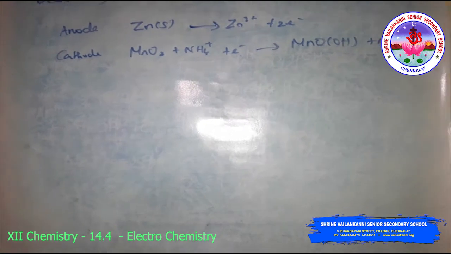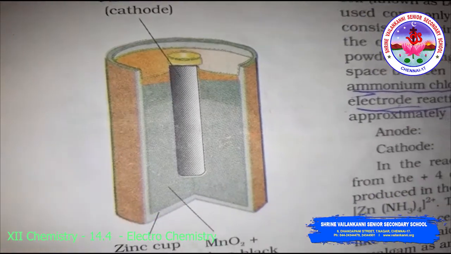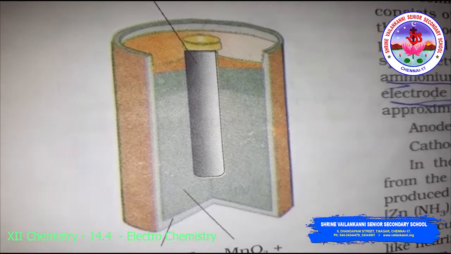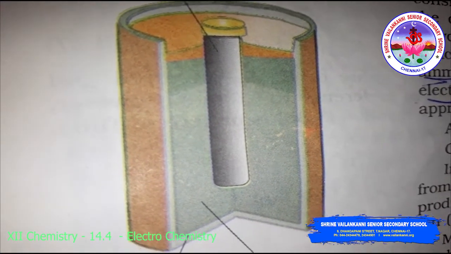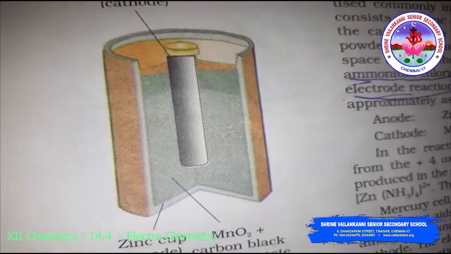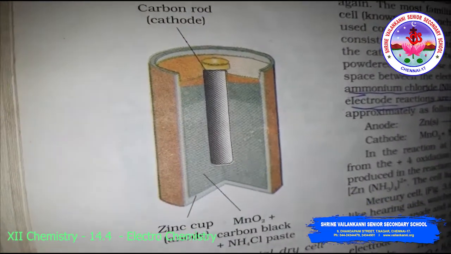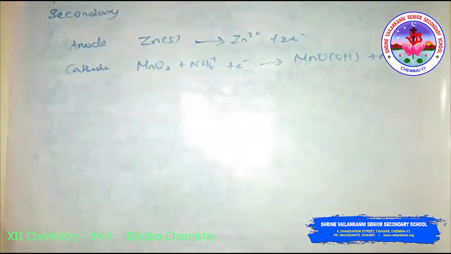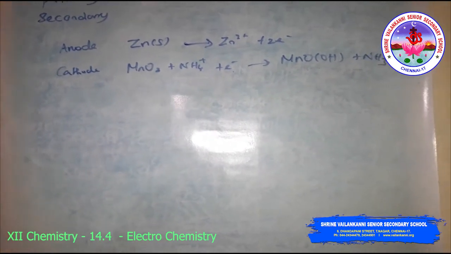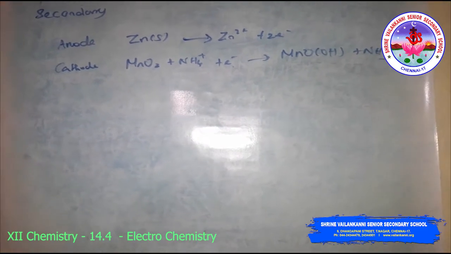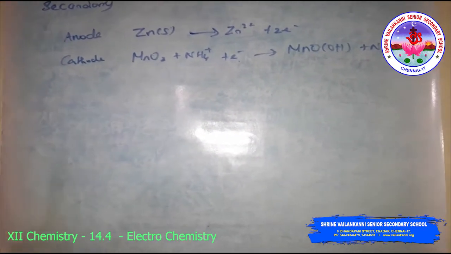Here the space between the electrodes is filled by a moist paste of ammonium chloride and zinc chloride. The electrode reactions are complex, but usually they are written like this. In the reaction at the cathode, manganese is reduced from the +4 oxidation state to the +3 state. The ammonia produced in the reaction forms a complex with the Zn2+ ion to give [Zn(NH3)4]2+. So this is the complex. This cell has a potential of nearly 1.5 volt.